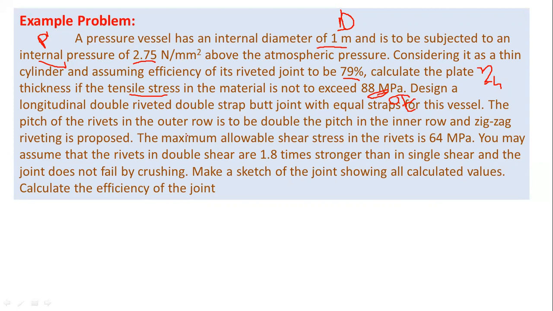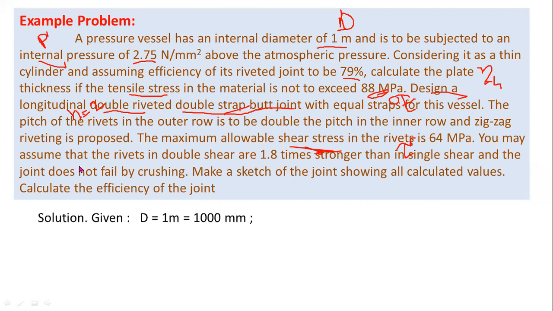And you can observe the shear stress, that is tau equal to 64 megapascal. Here the compressive stress is not given. This problem is also a double riveted double strap butt joint. Here you can observe, design a longitudinal double riveted joint means n equal to 2, and double strap butt joint. For double strap butt joints, you have to consider double shear. So these are the given values.